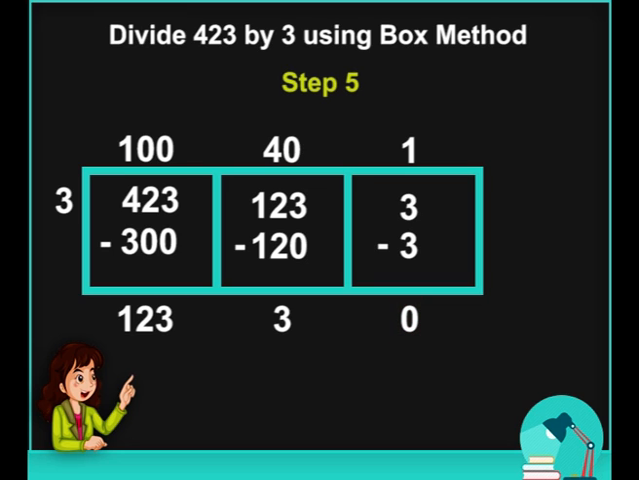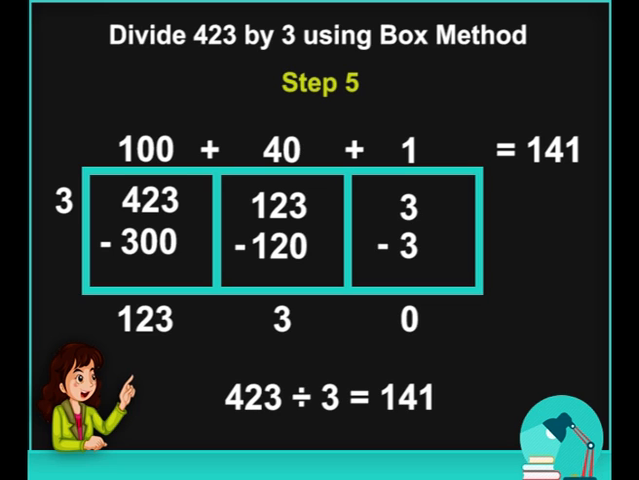Step 5. To find our final quotient, we simply add up those numbers which are above the boxes. We have 100, 40 and 1. We add all these 3 numbers, 100 plus 40 plus 1, which gives us 141. Therefore, 141 is our quotient. When 423 is divided by 3, it gives 141.